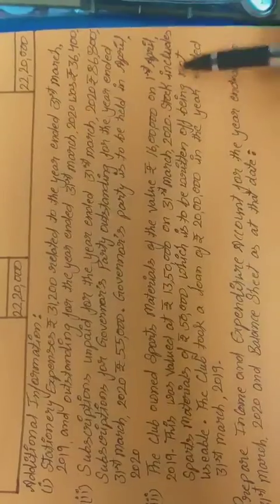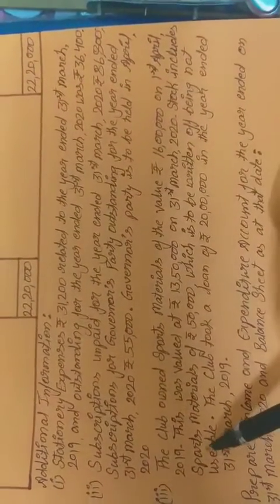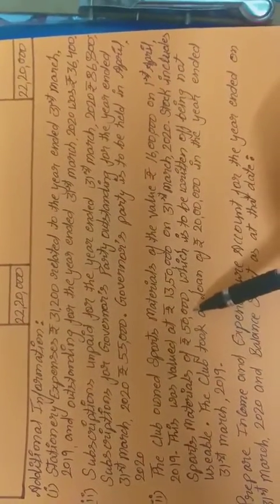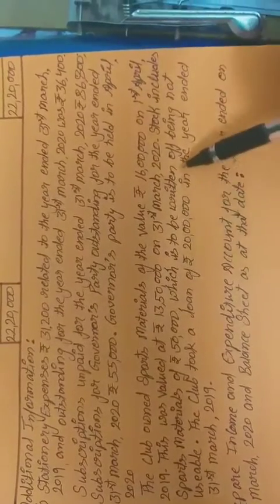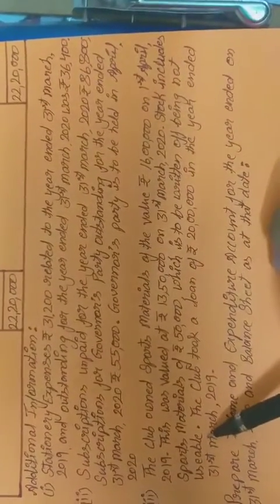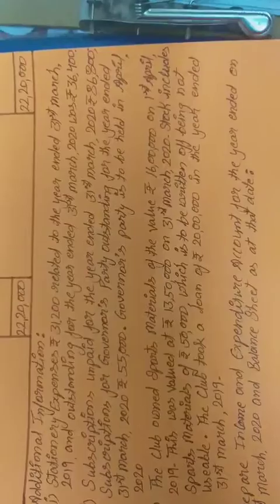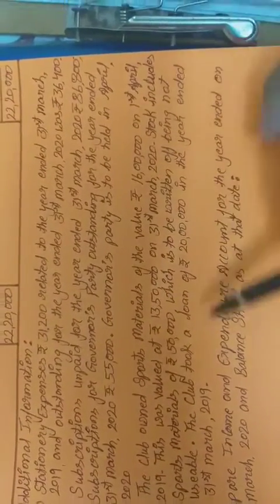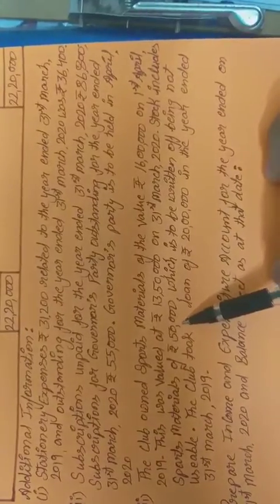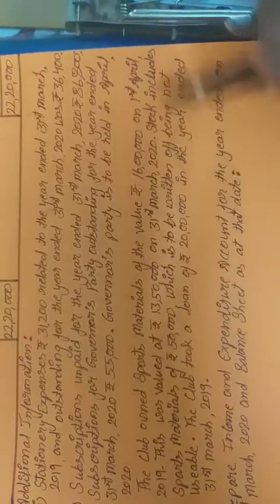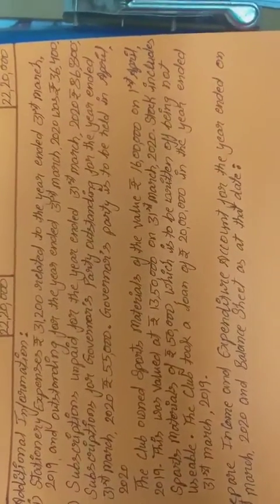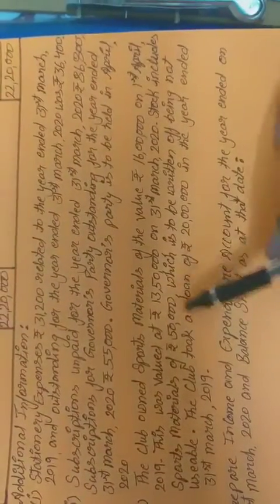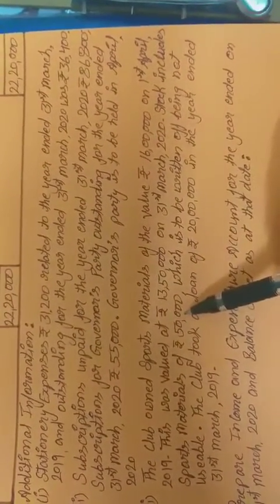Stock includes sports material of rupees 50,000 which is to be written off as not usable. Whatever the stock is, 13,50,000, in this stock 50,000 rupees of sports material is included which we have to write off from it. Okay, this is not usable, so it will be the depreciation.